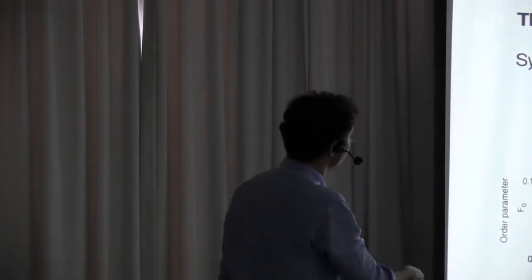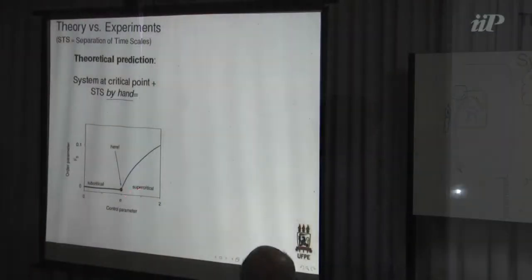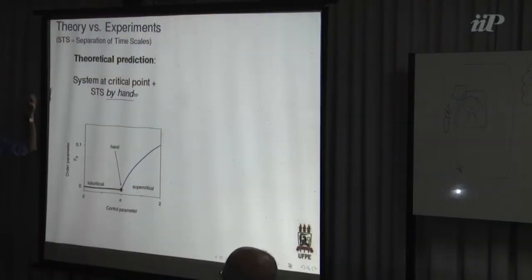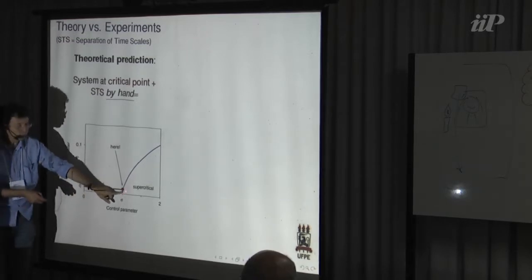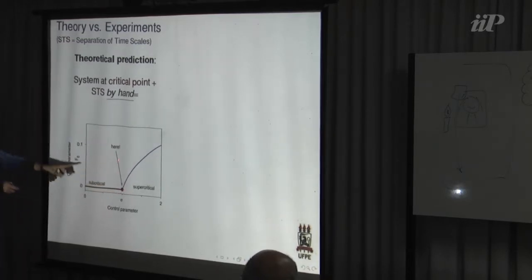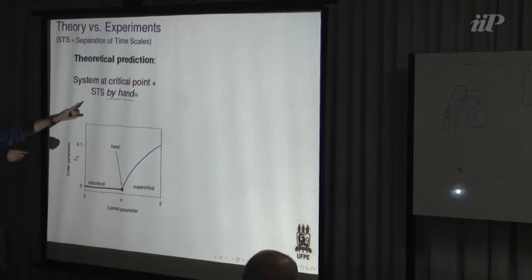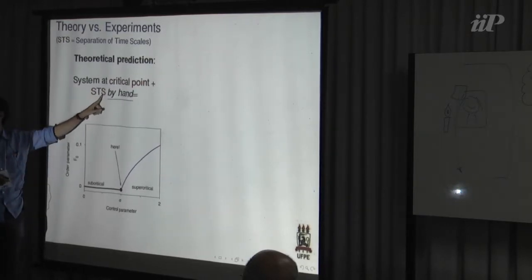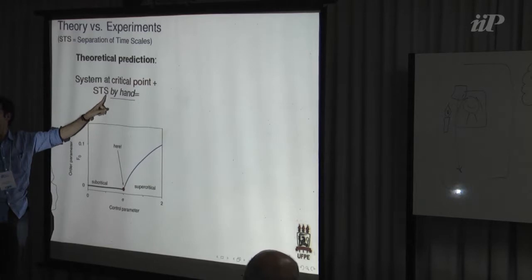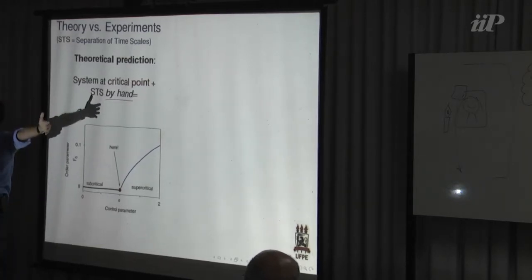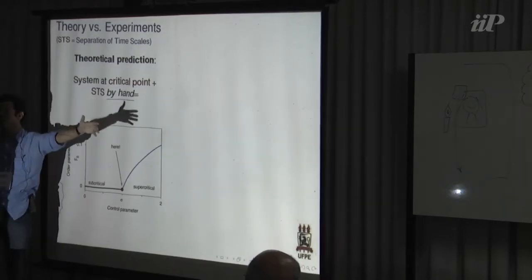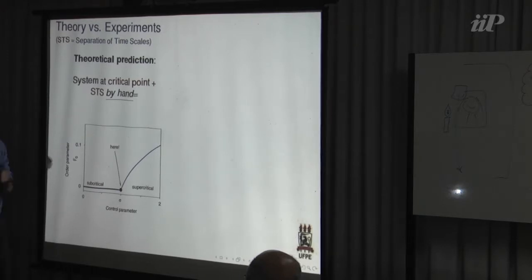Now, this model here, or any other model which looks like this, would belong to the universality class of directed percolation. So you put in the critical point. And then you introduce separation of time scales. Remember what it is? An avalanche: the interval between avalanches is much longer than the duration of the avalanche. How do you do this? Well, I do like this.